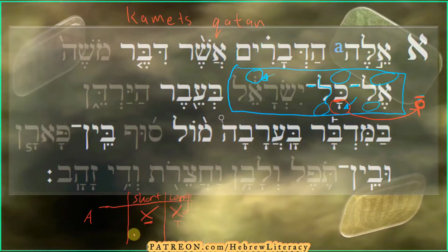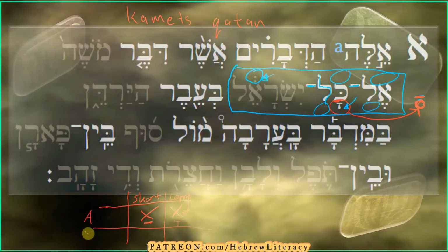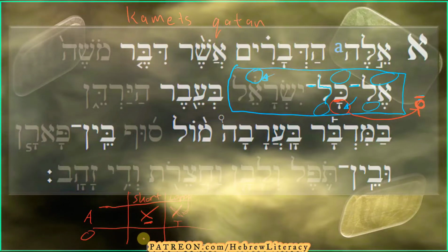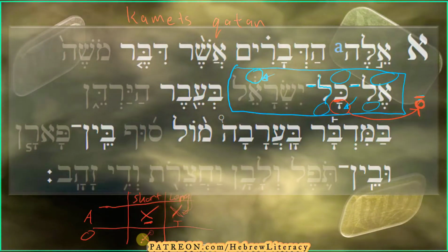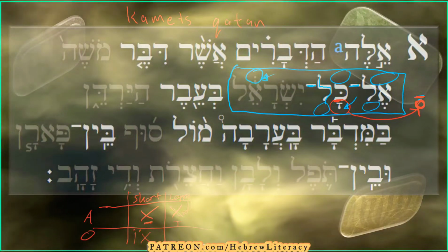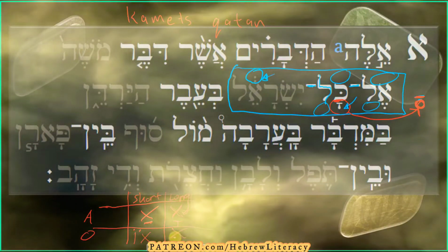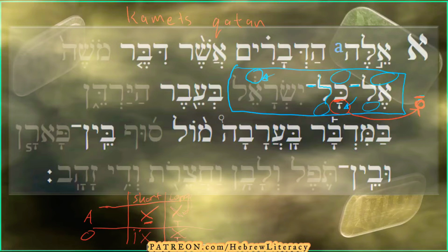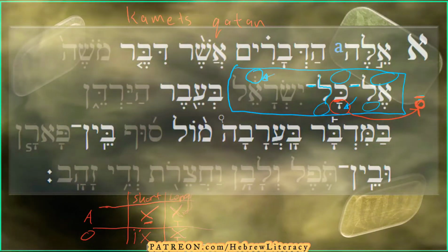And then we have the O class vowels. Some say U class. And for the O class, we have cholim, right? It can also be written with a vav and a cholim, right? Or we have short qamets katan, and that's also O.